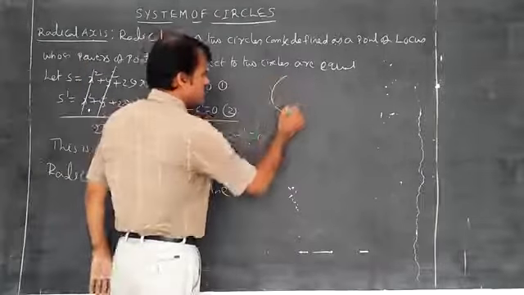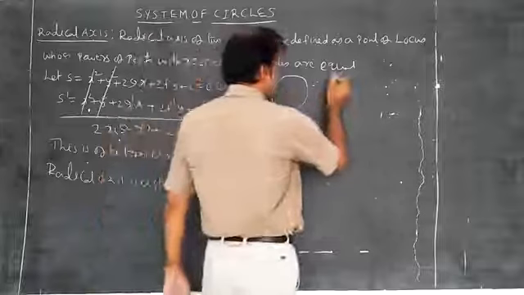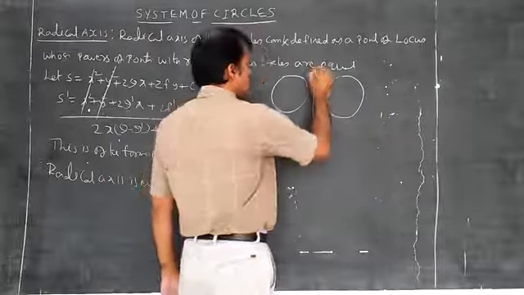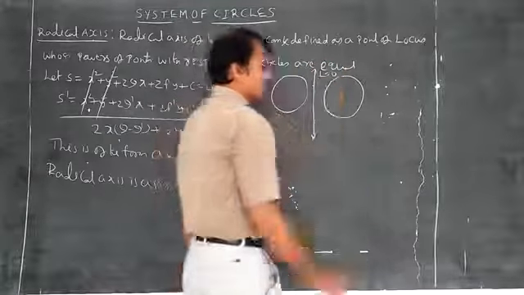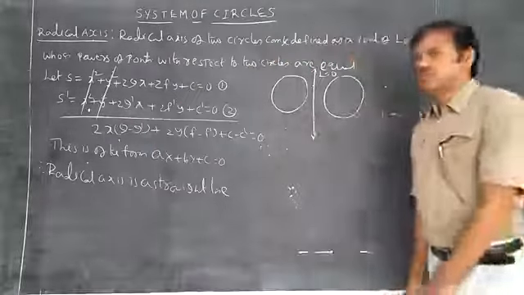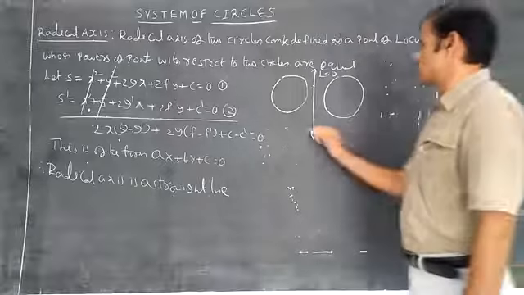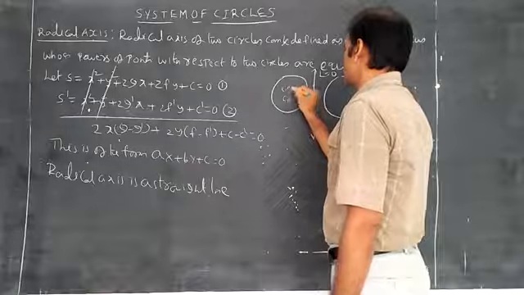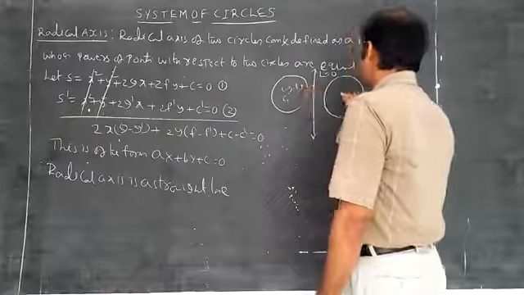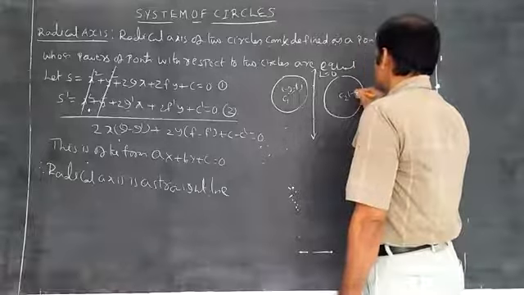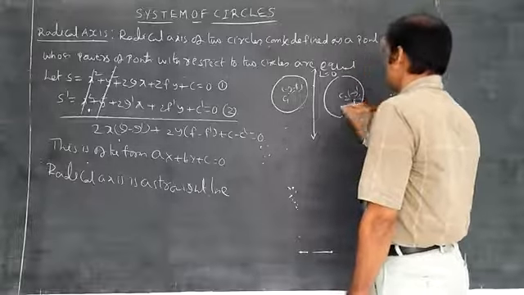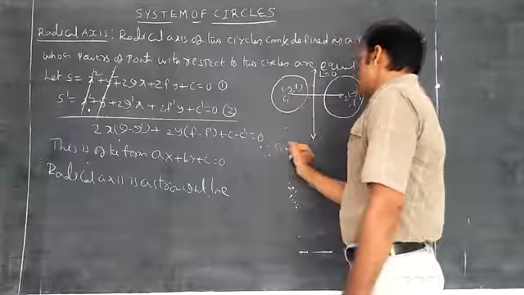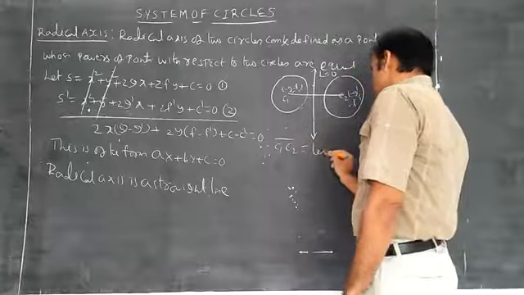Let us discuss a part. This is a circle and this is another circle. Now we conclude that the radical axis is the locus of points whose powers with respect to two circles are equal. Here you put C1 equal to minus g comma minus f, and C2 equal to minus g dash comma minus f dash. The line joining the centers, C1 C2, is called the line joining centers.